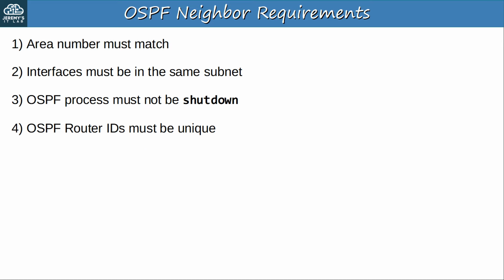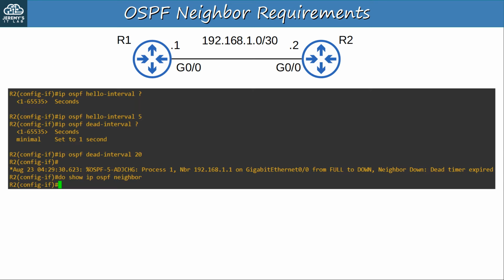Next requirement. The hello and dead timers must match. In both of the network types we looked at today, broadcast and point-to-point, the defaults are 10 seconds and 40 seconds, but you can manually change these settings. The hello and dead timers are configured directly on the interface.